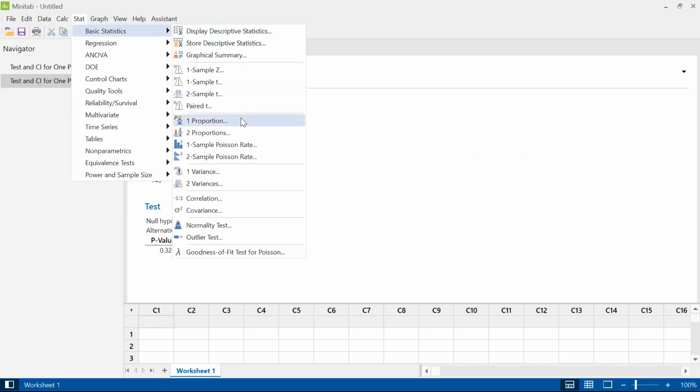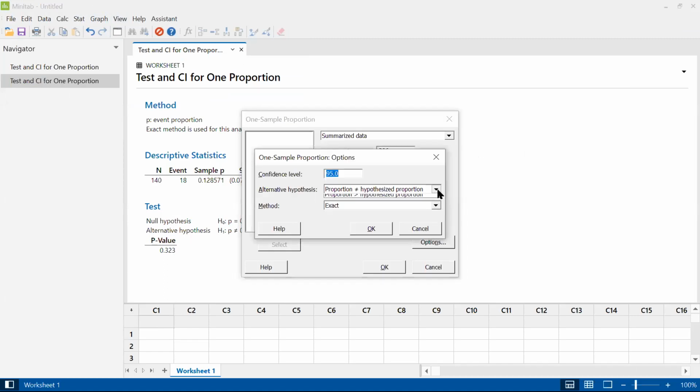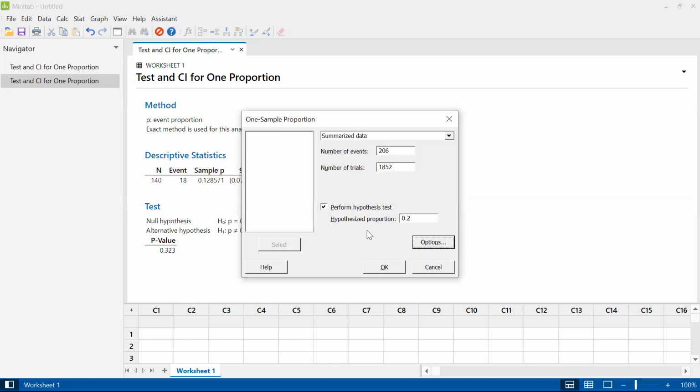Stat, basic statistics, one proportion. So 206 out of 1852 dropped out. And we are comparing to the old number of 20%, 0.2. And this time I'm going to change my alternative hypothesis. I want the dropout rate to be lower than 0.2 because my retention program is supposed to help. Hit OK, see what we get.